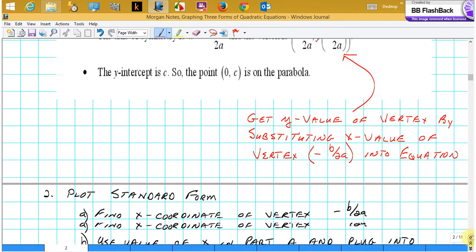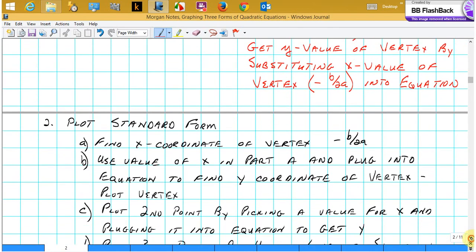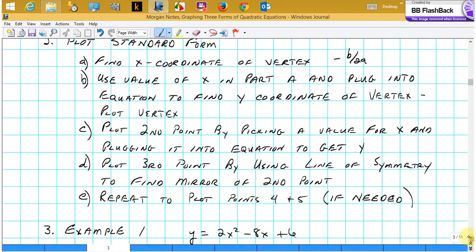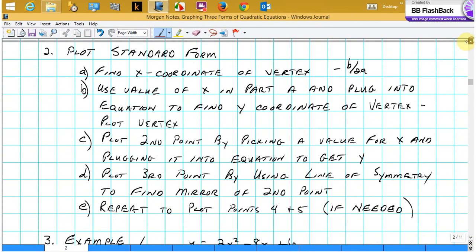So let's go ahead and plot one of these. Here are the steps to plot. I'm going to stop here for just a second. If you want to stop the video to write those down for notes, just put it on pause. Other than that, I'm just going to go ahead and move down and work one of the problems using these steps.